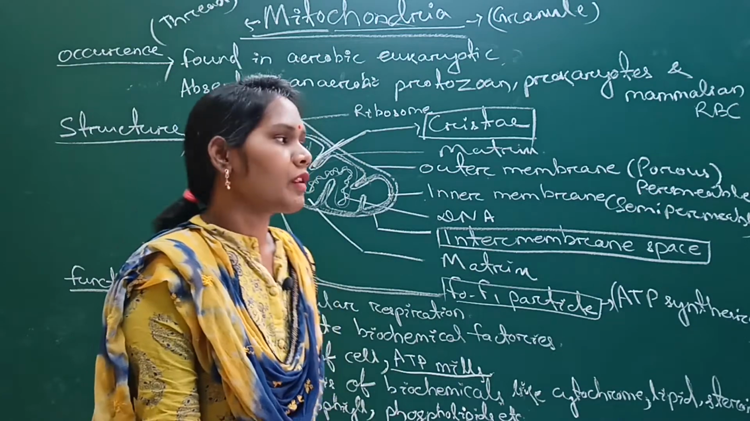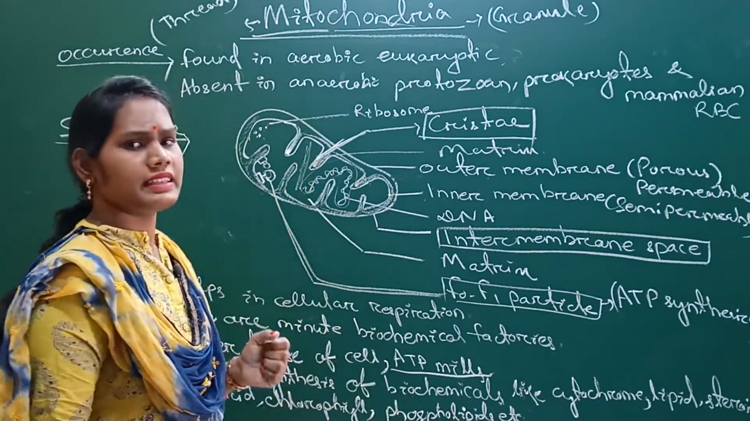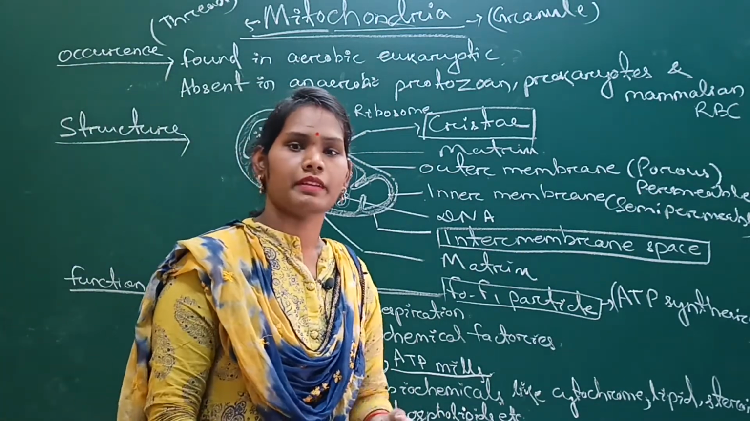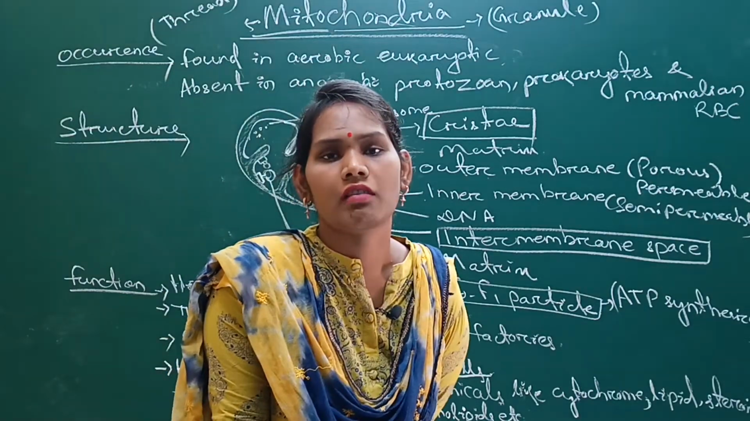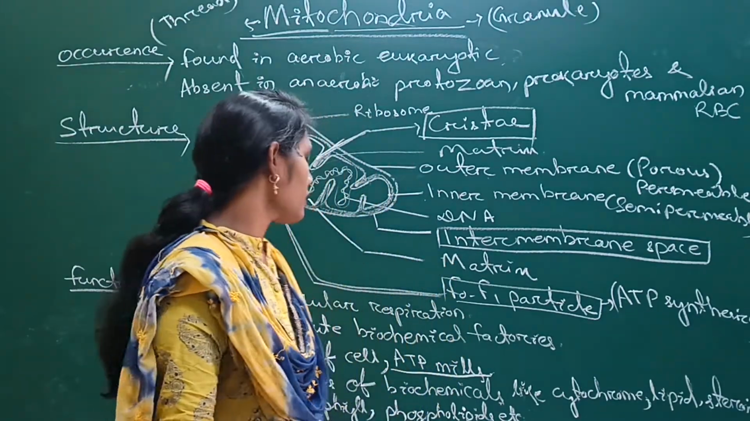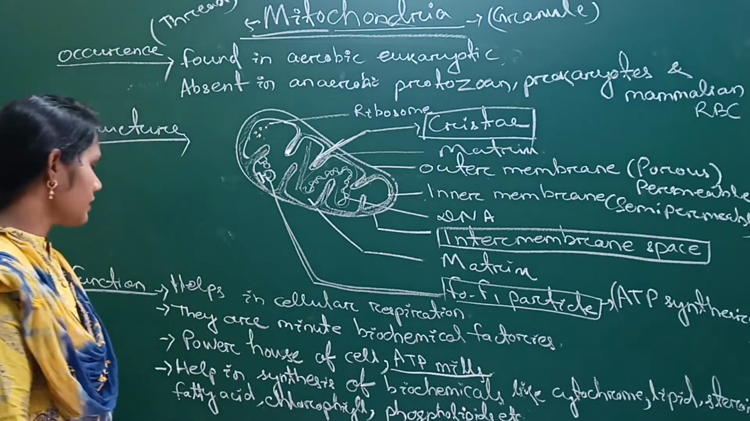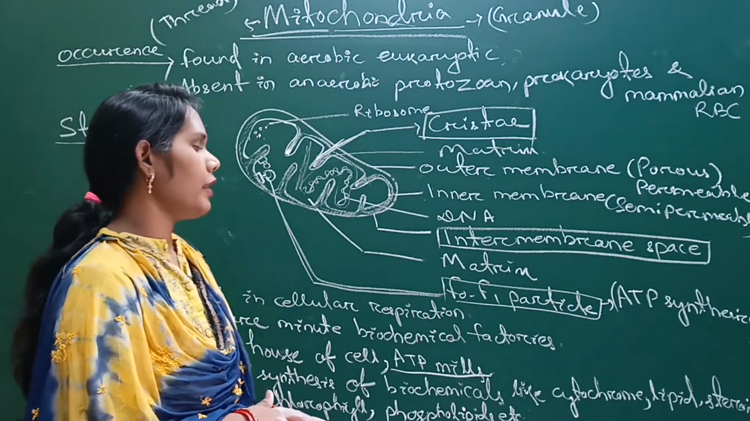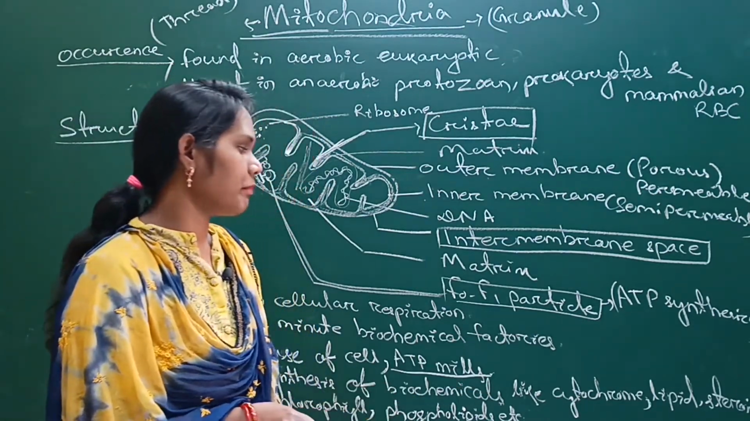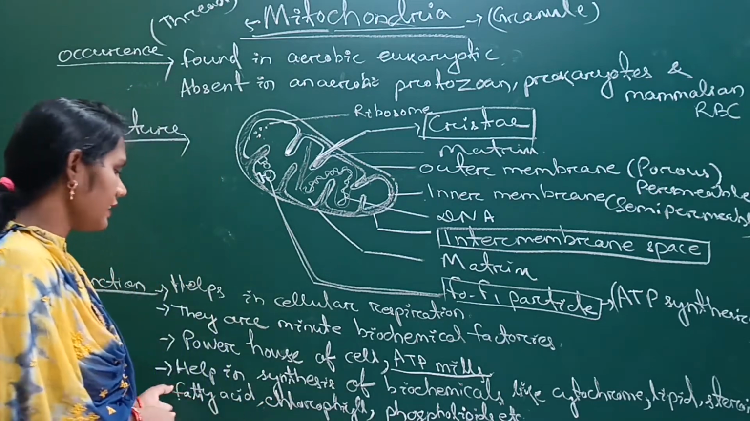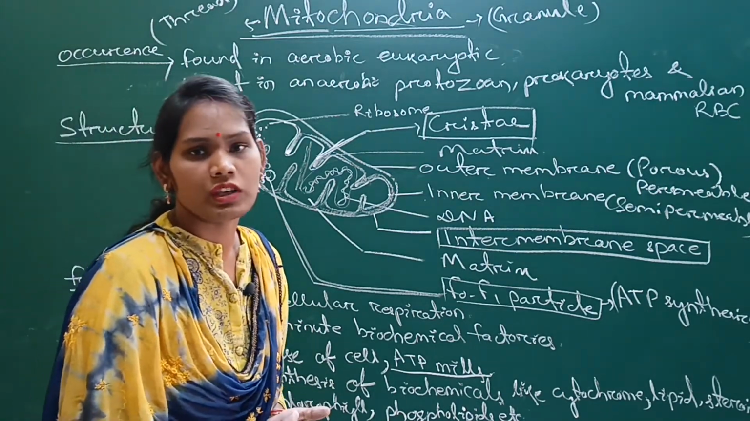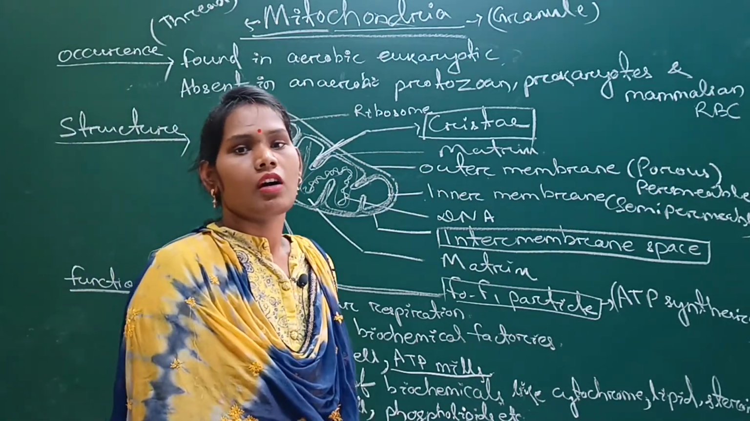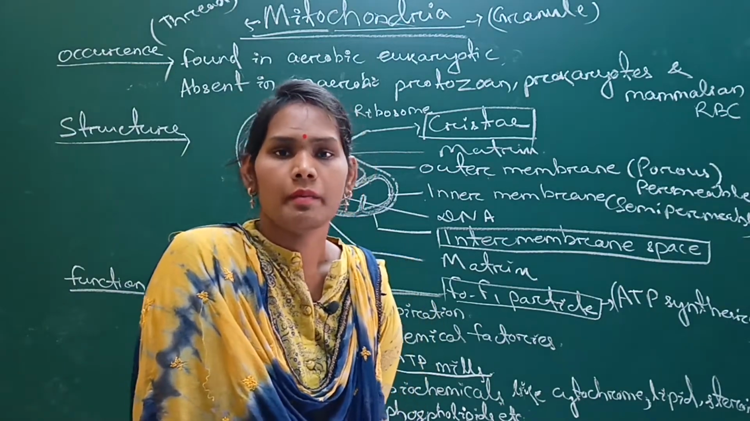So that's why, because mitochondria synthesizes ATP and stores ATP, mitochondria is called the powerhouse of the cell and also called ATP mills. It helps in the synthesis of biochemicals like cytochromes, lipids, steroids, fatty acids, chlorophyll and phospholipids, etc. So this is all about the structure and function of mitochondria.